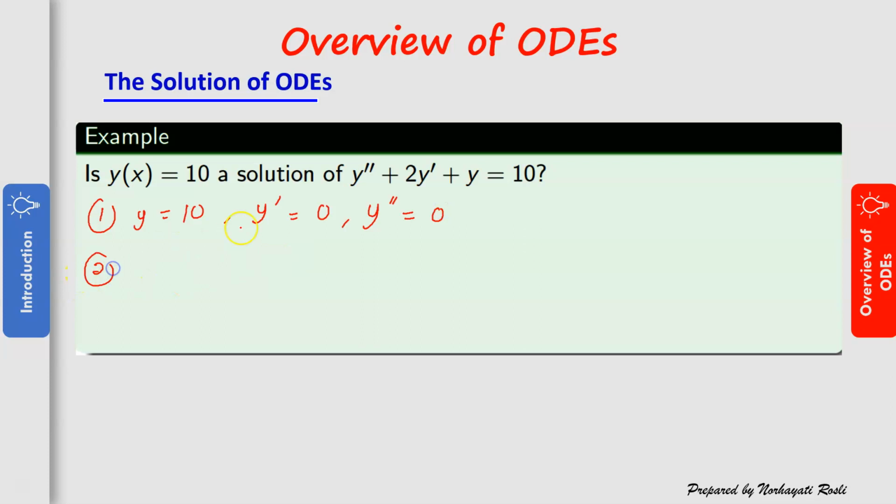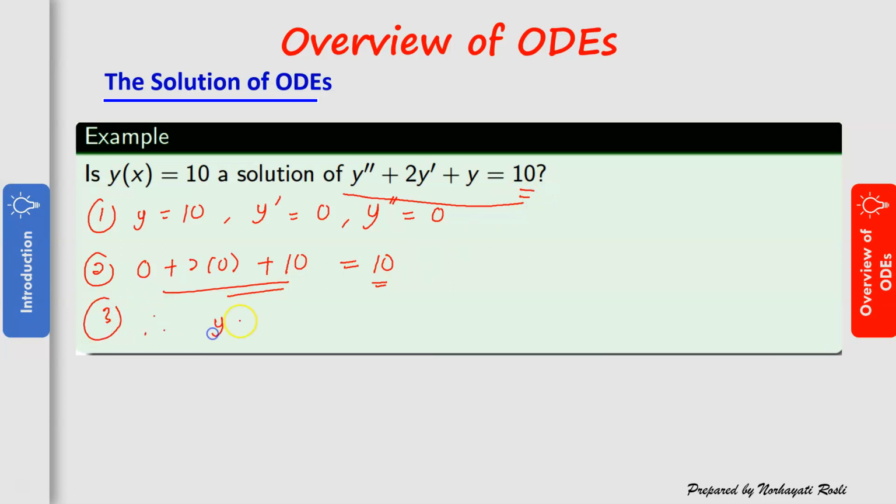For step number 2, we substitute y double prime, y prime and y in this equation. So we will have 0 plus 2 times 0 plus 10, which when you solve this one, you get equal to 10. So this one equals this answer, meaning that we can conclude y equal to 10 is a solution for y double prime plus 2y prime plus y equal to 10.